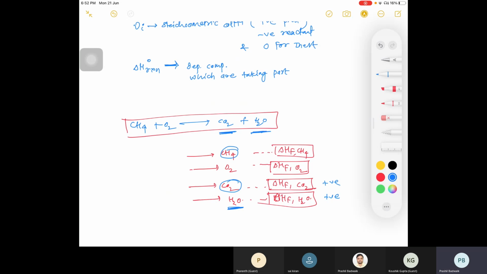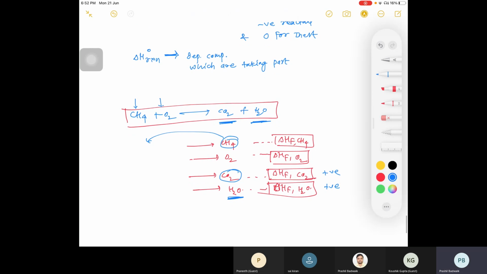Should I keep it here or should I move it on the reactant side? In this case it is reactant, right? CH4 and oxygen are reactants here, and in the enthalpy of formation equation, where are they available? Are they on the product side or the reactant side? Product side. So we need to shift them to the reactant side.